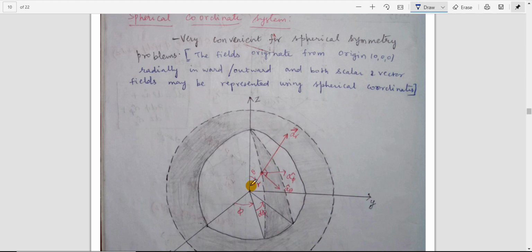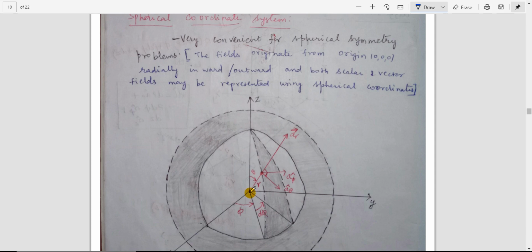So how they can be modeled: if you have a field that is originating from or converging into the origin, and the field lines are coming radially, imagine a sphere with the field lines coming inwards into the sphere or outwards from the origin of the sphere. If the problem is defined in this way, then that problem can be analyzed with the use of the spherical coordinate system.